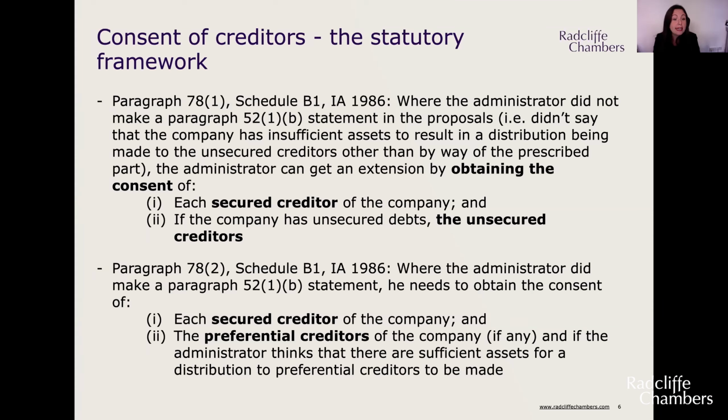If the administrator did make a paragraph 52(1)(b) statement, then you need the consent of the secured creditor and any preferential creditors. And if the administrator thinks that there are sufficient assets for the distribution to preferential creditors to be made, that's when you need to get their consent. If not, then you don't have to bother.